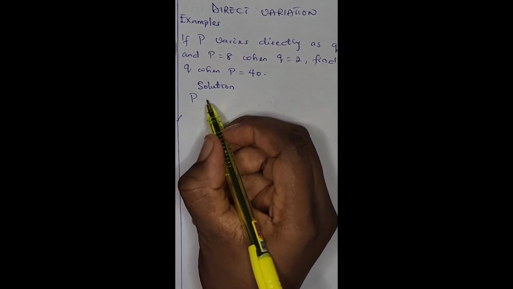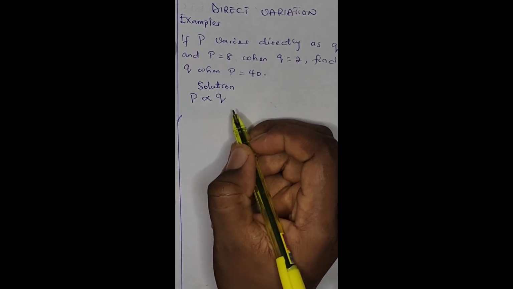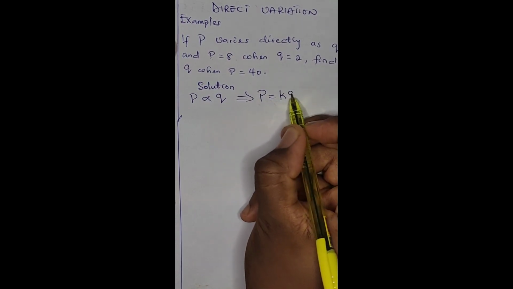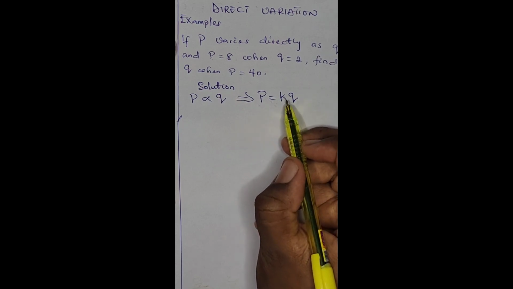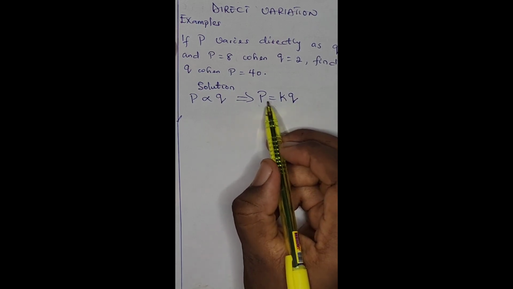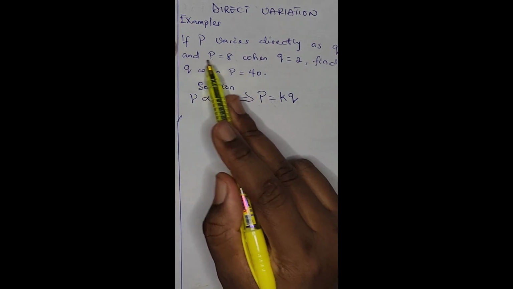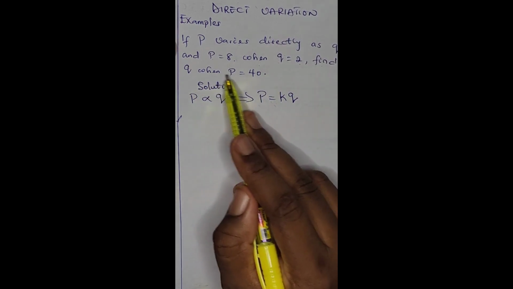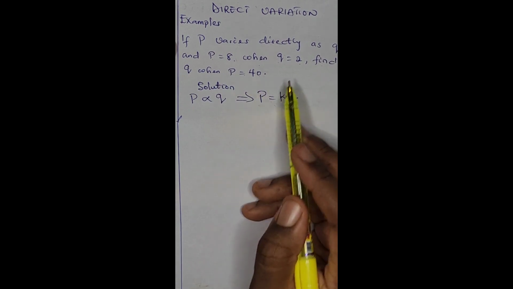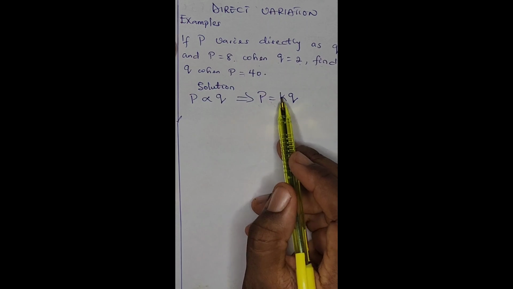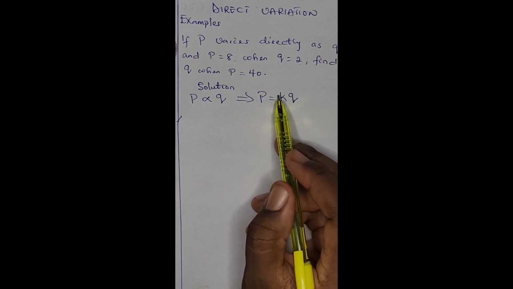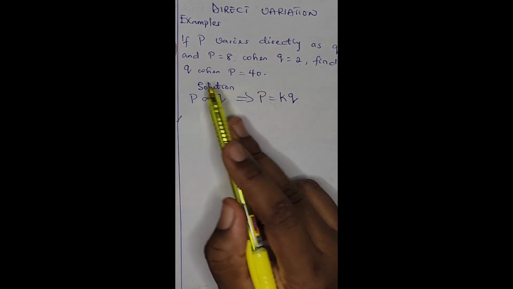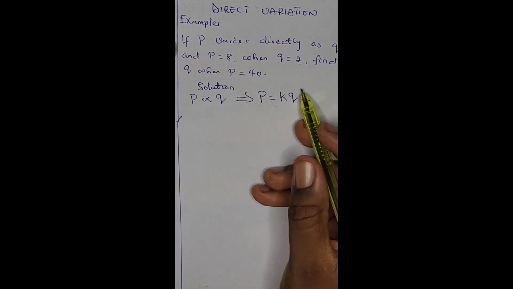P varies directly as Q. It implies that P is equal to KQ, where this K is the constant. So we now have P equal to KQ, and then P is equal to 8 when Q is equal to 2. Find Q when P is equal to 40. But first of all, we are going to be finding our K, which is the constant. And when we get our constant, we'll get the equation that connects each and every one of them together. Then we go ahead to find our Q when P is equal to 40.